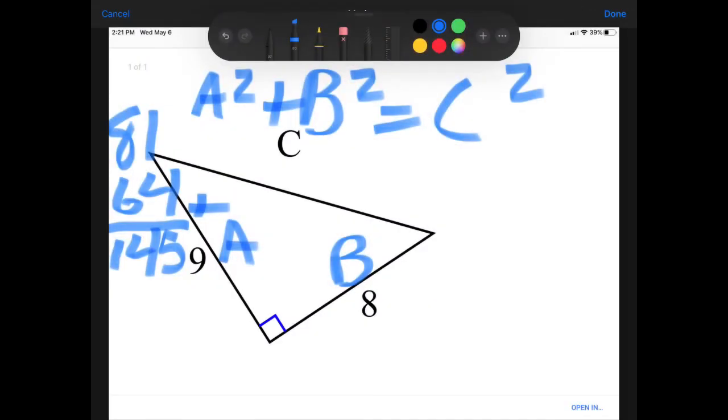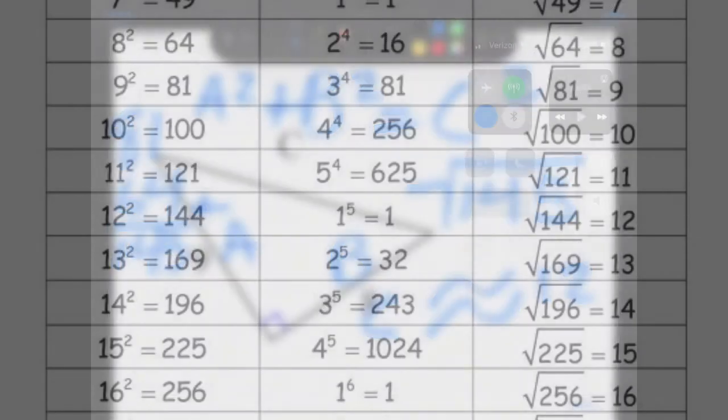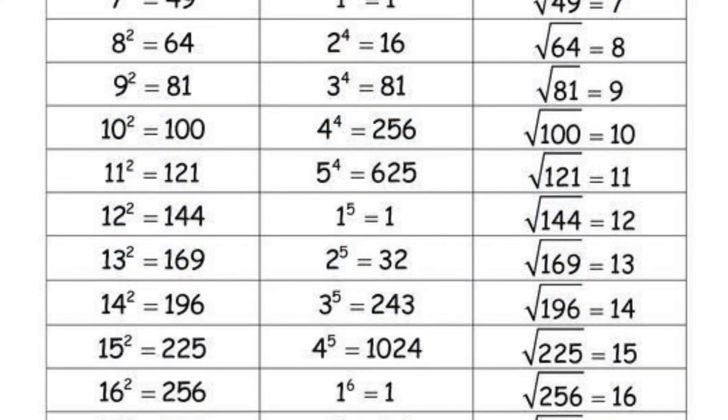I cleaned things up a little bit, but now I want to know what the square root of 145 is, because I don't want the full square, just one side. I went back and looked at the chart and found that it was about 12. When I was looking at the chart, I looked for what's the closest number to 145.